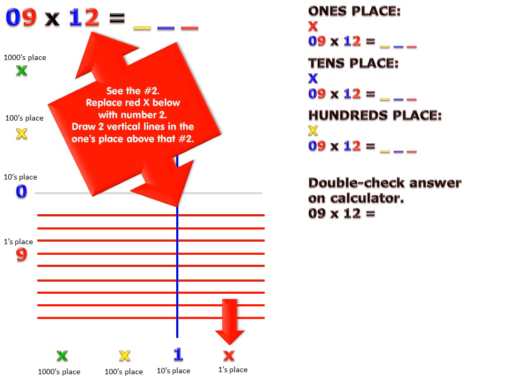See the number 2? Replace the red X below with the number 2. Then draw 2 vertical lines in the ones place above that number 2. The number 2's now been written in. And there's our two red vertical lines in the ones place.